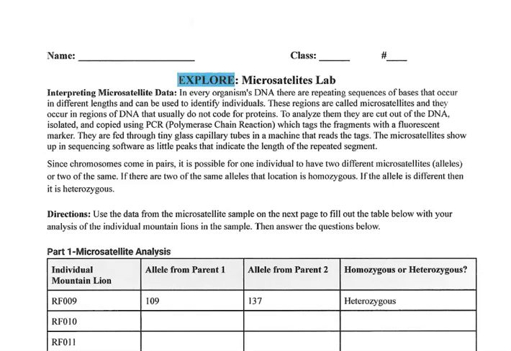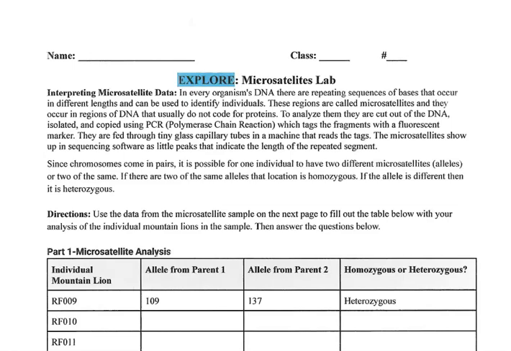Since chromosomes come in pairs of 2, it's possible for one individual to have 2 different microsatellites, meaning 2 different alleles, or they can have 2 of the same. If they're exactly the same, this is called homozygous. The prefix homo means same. And if they are different, then that is heterozygous, because the prefix hetero means different.